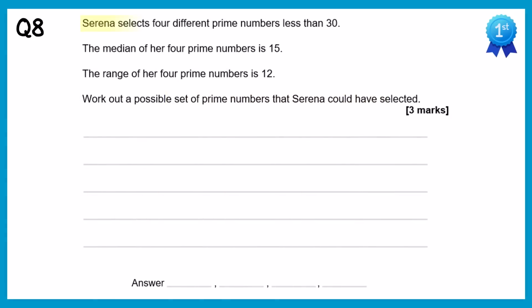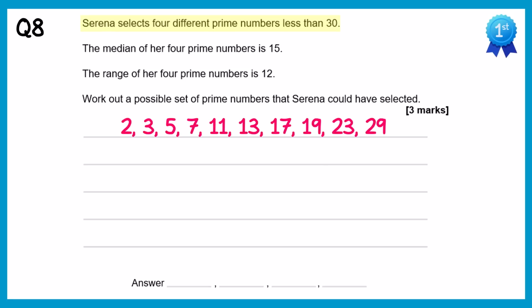In this question, Serena selects 4 different prime numbers less than 30, so let's write out all of the prime numbers less than 30. We're told the median of her 4 prime numbers is 15, so if we draw out 4 lines to represent the 4 prime numbers, let's just say, for example, we take the first 4 of these, 2, 3, 5, and 7. To find the median, we're looking for the one in the middle. So here we would cross off the 2 and the 7, and we're left with 2 middle numbers, 3 and 5, so the number halfway in between those would be the median, which in this example is 4.